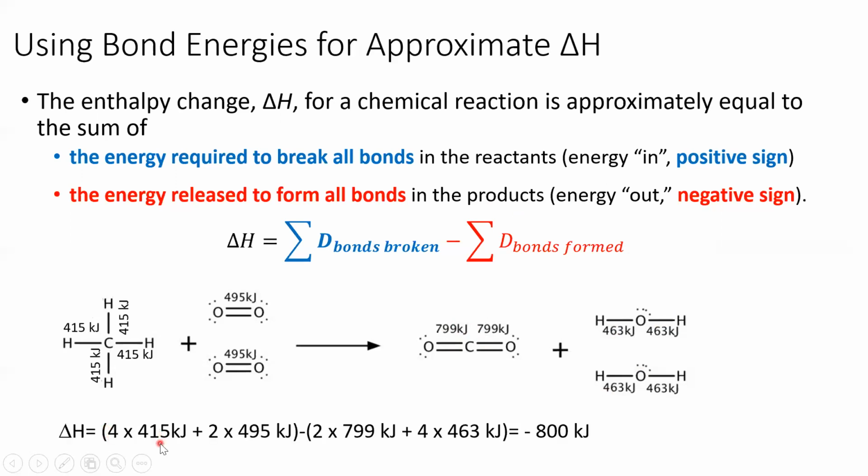So 4 times 415, that breaks all of these bonds. Plus 2 times 495, that breaks all of these bonds. Then we're going to subtract from that 2 times our carbon oxygen double bonds plus 4, 1, 2, 3, 4, 4 times our oxygen hydrogen bonds. And we find out that this reaction overall has an enthalpy of reaction value of negative 800 kilojoules.